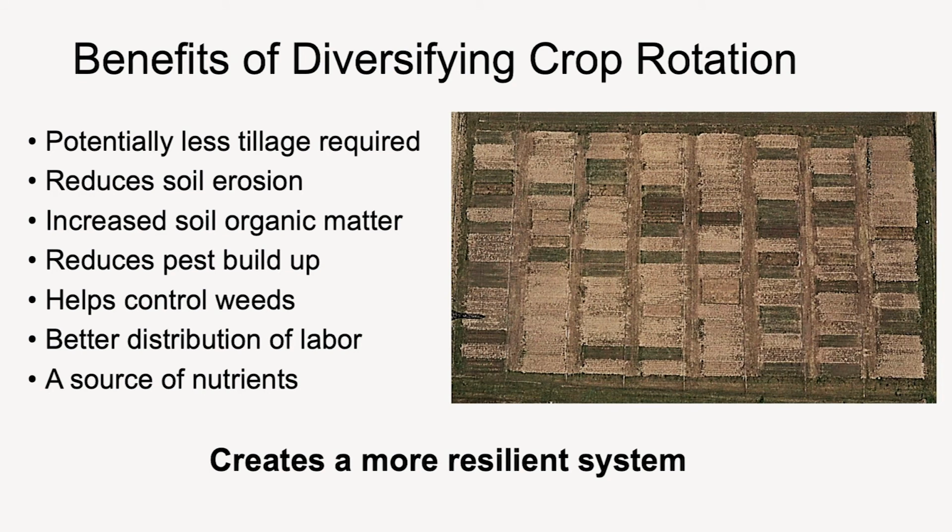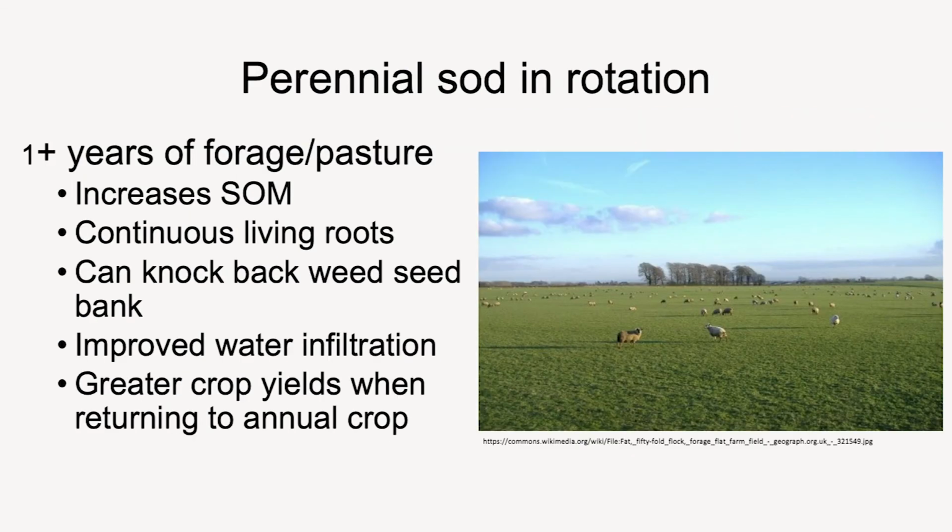So the benefits of diversifying crop rotation go beyond soil health. There's generally less tillage required, you reduce soil erosion, you can increase soil organic matter, but in an organic context specifically, you can reduce pest buildup, help control weeds, get a better distribution of labor, and you're basically creating resilience in your system. And having perennial sod in rotation, like 1 or 2 years of forage, really improves your ability to increase soil organic matter, increase living roots, and knock back weed seeds.